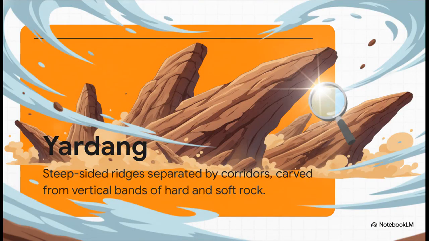Now, yardangs might look kind of similar at first glance, but the geology is completely flipped. Here, the bands of hard and soft rock are vertical, like they're standing on end. So the wind just scours out all the soft rock, leaving behind these steep, streamlined ridges of hard rock that almost look like the hulls of giant, upturned ships, all pointing in the same direction as the wind.